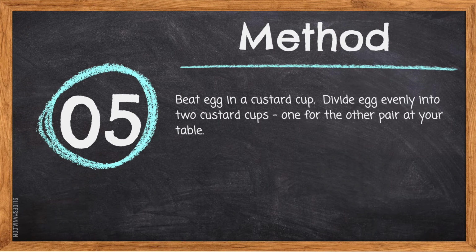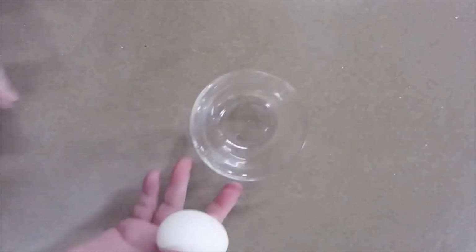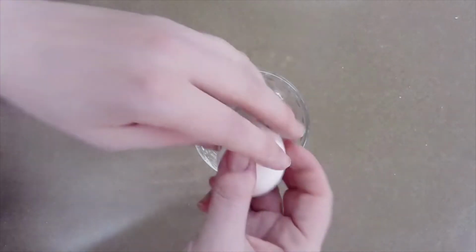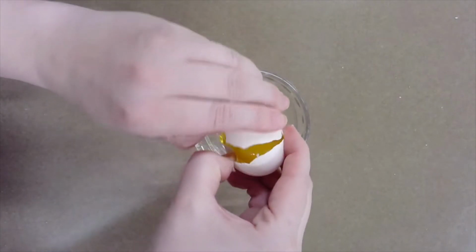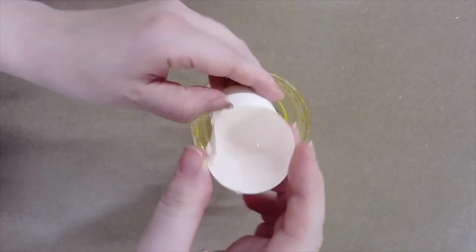Step 5. Beat egg in a custard cup. Divide egg evenly into 2 custard cups, one for the other pair at your table. When you go to crack the egg, crack on the countertop. Doing so means you're less likely to have little bits of shell fly into the custard cup.